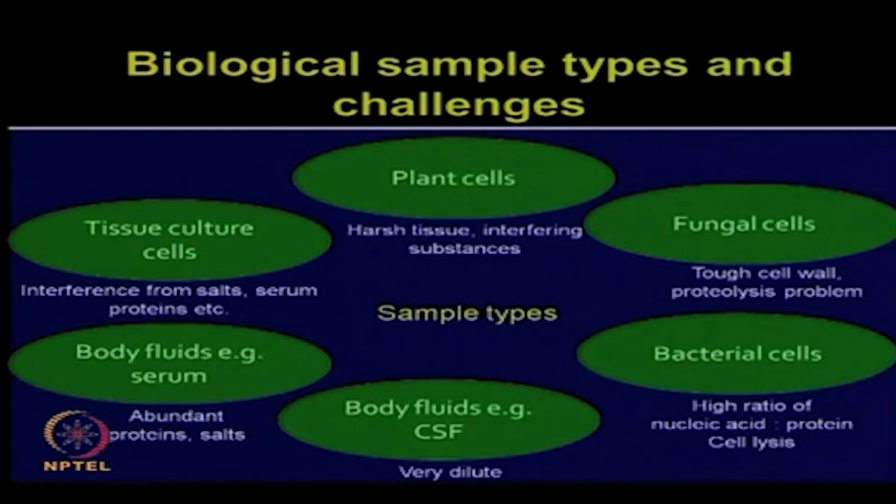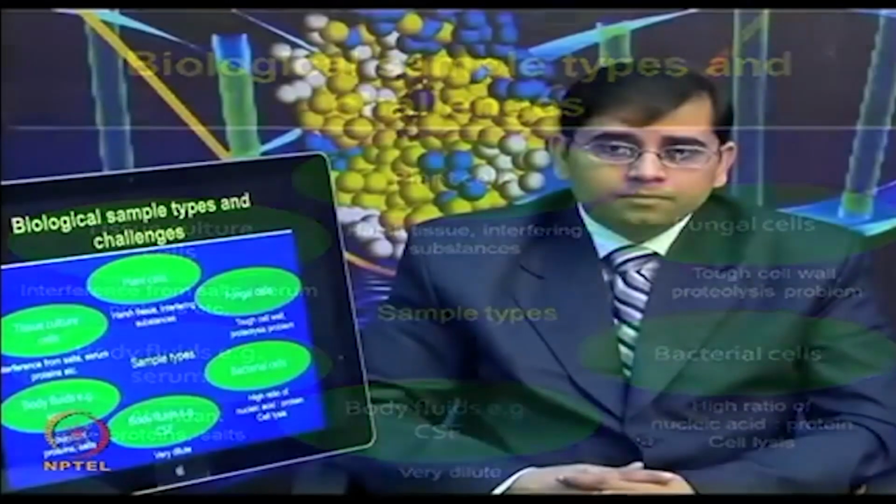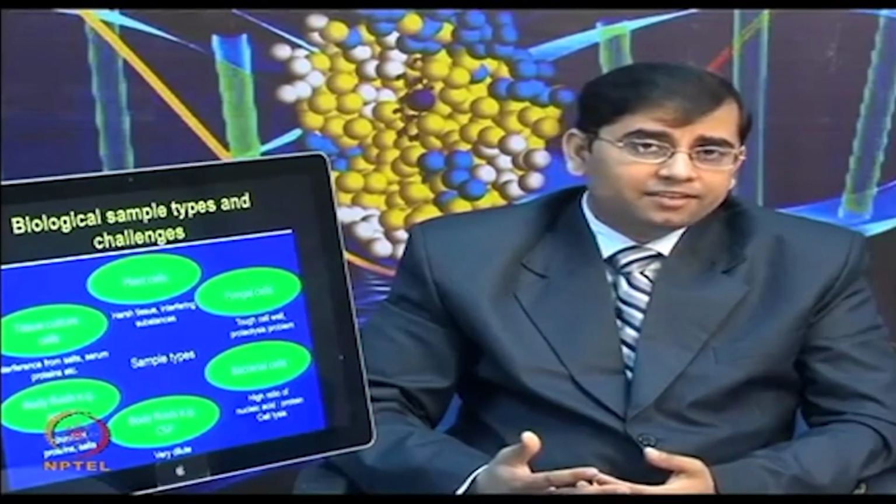Fungal cells such as yeast or other types of fungus, if you are interested in performing proteomic applications on these samples, you need to break open the very tough cells. So, the proteolysis problem also occurs in these samples. The bacterial cells have a high ratio of nucleic acid to protein and cell lysis is also very tedious. Body fluids such as cerebrospinal fluid are very dilute. So, if you want to perform proteomic experiments on CSF, you need to concentrate your samples.